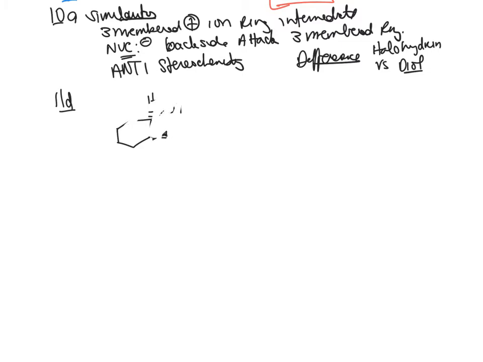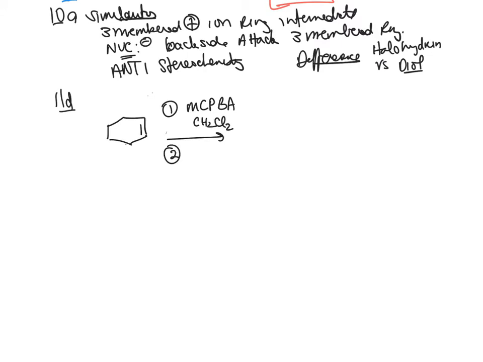So I will give you the reaction. You'll get something like this. Okay, let's do this in 2 steps. Here you go. Step 1, you react with mCPBA in dichloromethane solvent. And then step 2, you react this with acid and methanol.